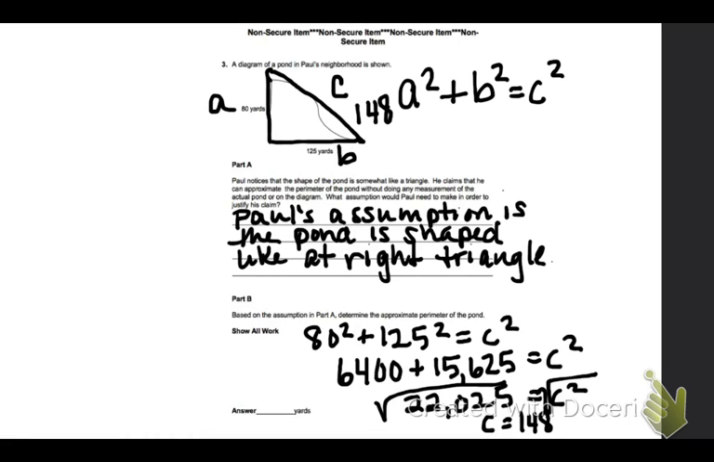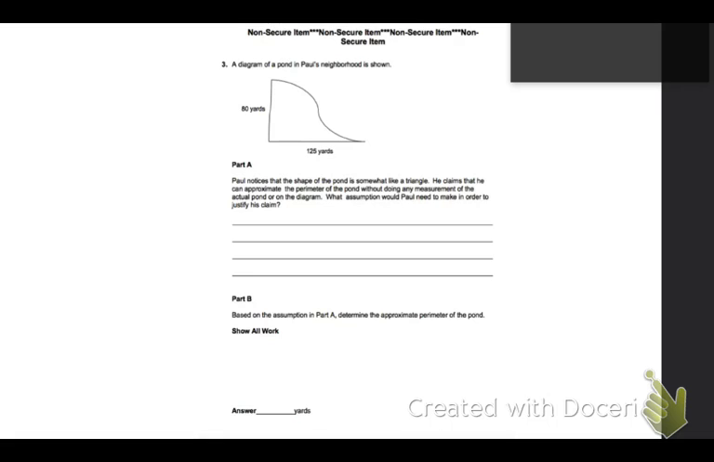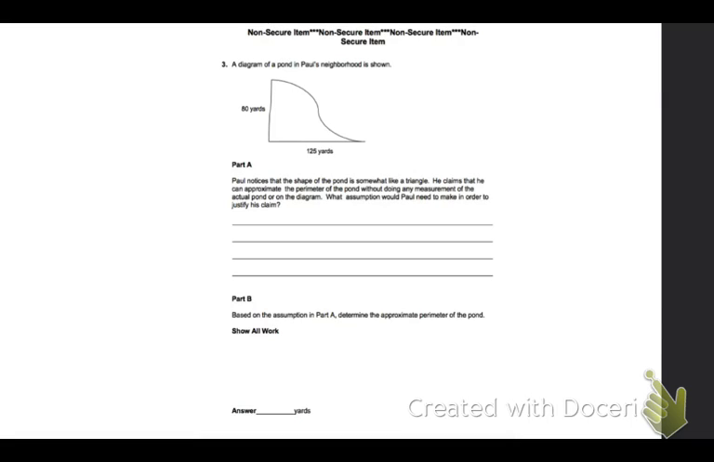Because the question asks, how can he approximate the perimeter? So perimeter says I add all the sides together. So I have 80 plus 125 plus 148. When I add all those together, I get an answer of 353 yards. So I want to make sure I show all that work. I did a lot of this in my calculator, but remember to show your work. Whatever you put in your calculator, let your teacher see it on the paper so they know what you're thinking.